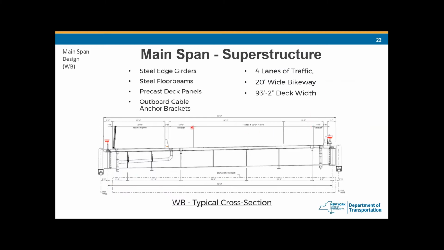This is the superstructure. We have two edge girders. The forebeam is bolted from edge girder to edge girder, and the cable anchors are outboard from the edge girders. The precast panel is supported by the forebeam and the edge girders, and we also have infill concrete to make the precast panel composite with the forebeam and the edge girders.